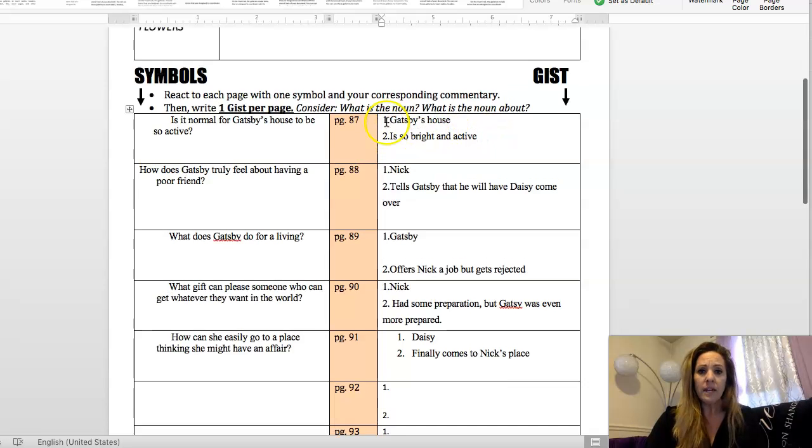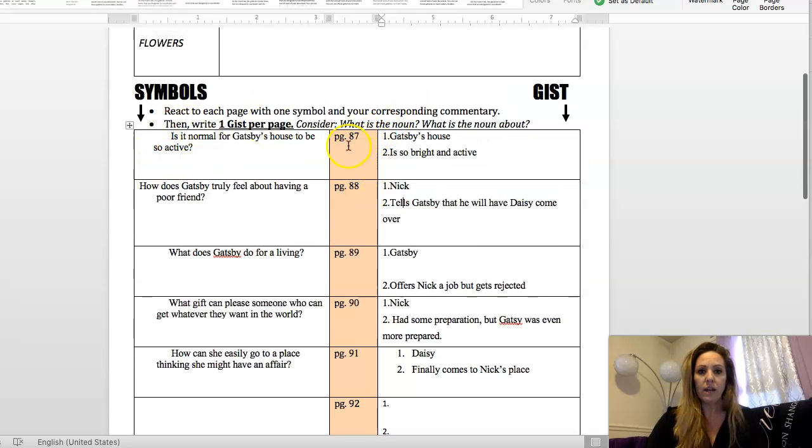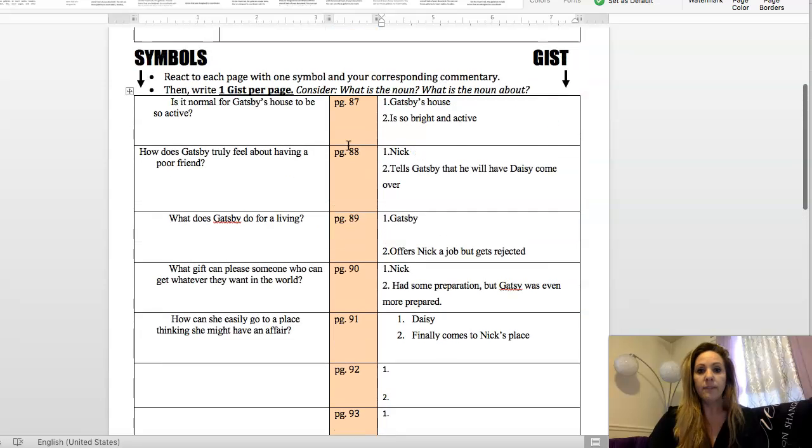So the first thing I notice is, and we know with my gist tracker, I have the page number in the middle, and then the right side is the gist, and the left side is symbol work.